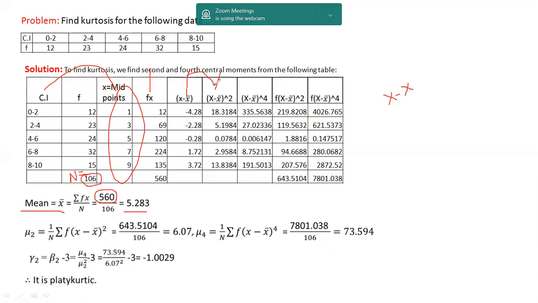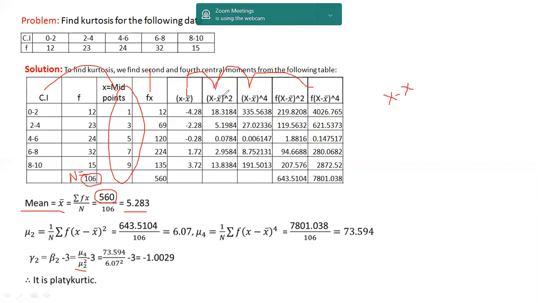We are taking the square of this column, the cube of this column, and the power 4 of this column. Once we have all these columns, we are multiplying again to get the kurtosis. We require mu2 and mu4. Mu2 is the second central moment, and mu4 is the fourth central moment.